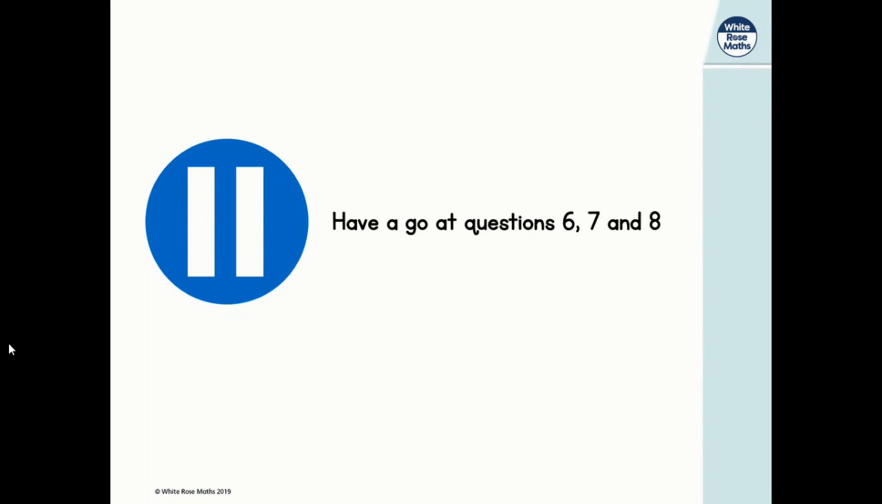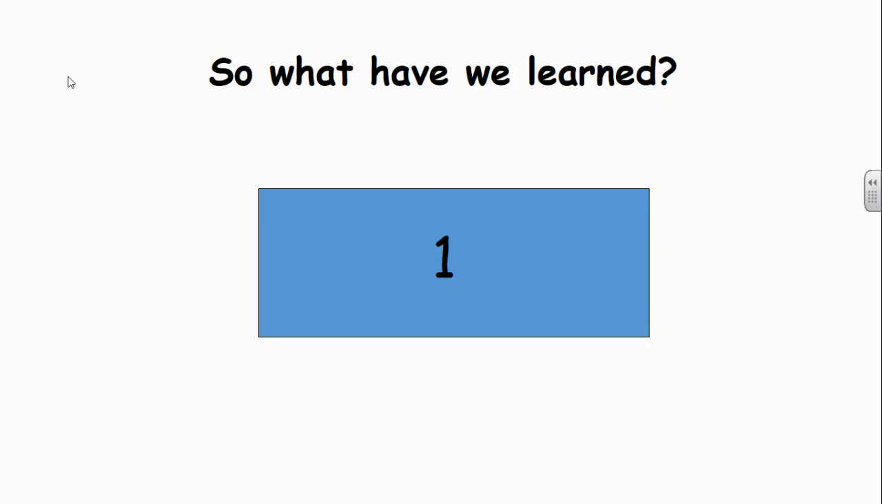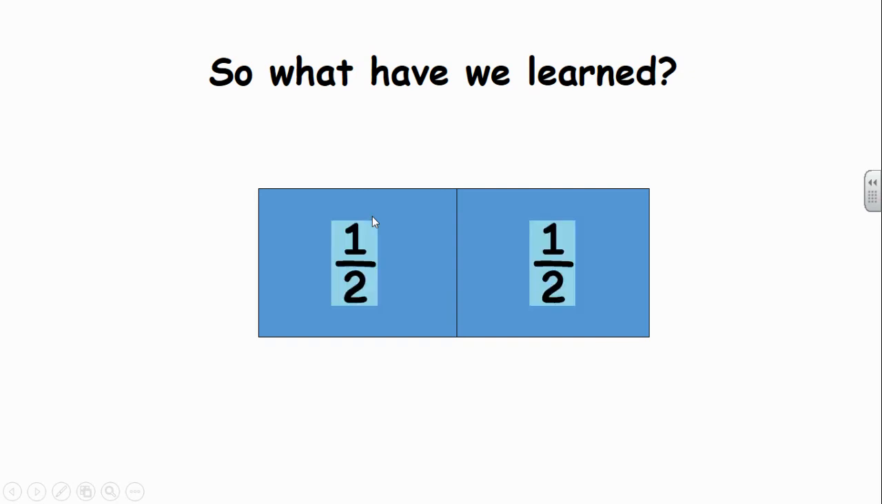Have a go at questions 6, 7 and 8. So what have we learned today? We've got 1 whole. If you split it into half, you get 2 equal parts. It's half each. And if you halve it again, you get 4 equal parts. And they are your quarters.